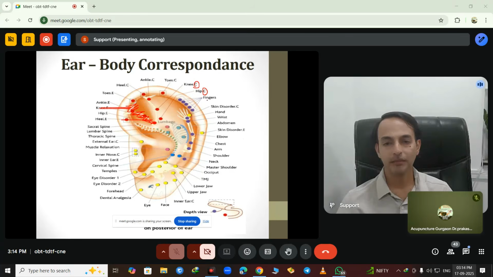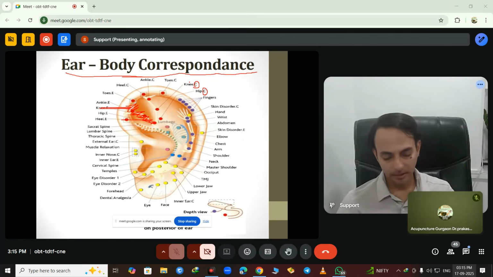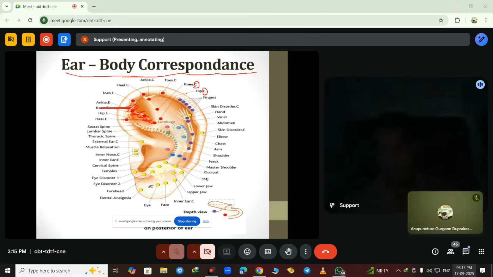So this becomes your body ear correspondence map. मतलब बॉडी के पॉइंट्स ईयर में कहाँ दिख सकते हैं. How the body area and points would be represented in the ear is the map. Okay, this is very important map.